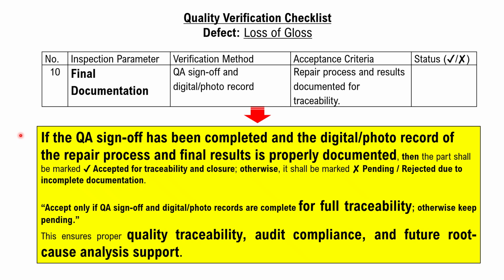Hence, accept only if quality assurance sign-off and digital records are complete for full traceability. Otherwise, keep it pending. This ensures proper quality traceability, audit compliance, and future root cause analysis support. Let me repeat the acceptance criteria related to final documentation: repair process and result documented for traceability.